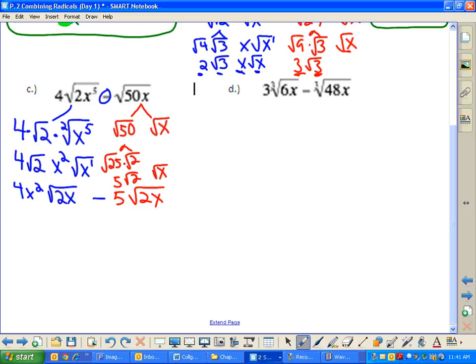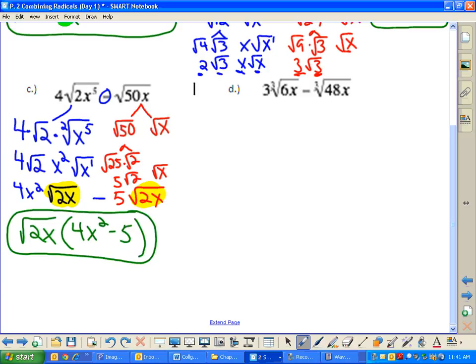And that does make me kind of happy because what I see is that they do have now that like radical part. They both have the square root of 2x hanging out on them. So I can actually write that down as a greatest common factor. They both have square root of 2x in common. And then after that, we have 4x squared minus 5 left over. We can't combine 4x squared and negative 5. Those aren't like terms, so those just hang out.